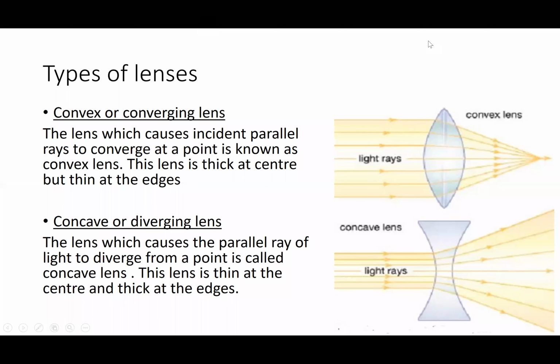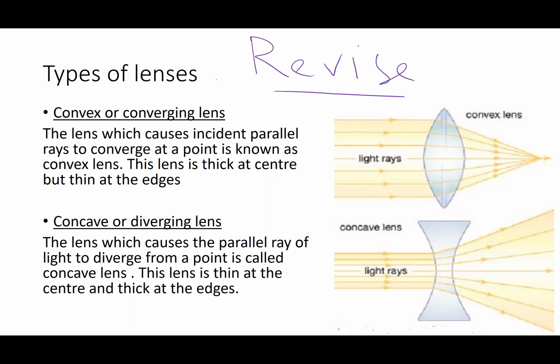Now, types of lenses. Let's revise the whole chapter. Convex lens. Convex lens means converging lens, which converges the light rays at a single point.